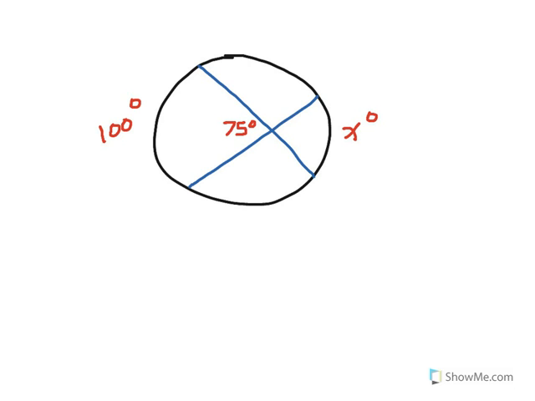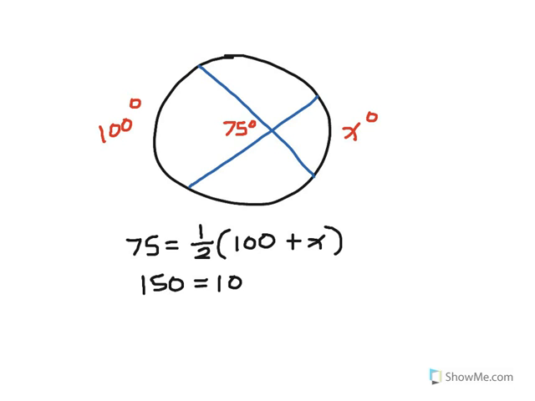Okay, in the next example, I have two chords intersecting inside of a circle. I have an angle that's a 75-degree angle formed at that intersection, and I know that that 75 degrees should be equal to half the sum of the intersected arcs, one of which is x that I have to solve for. So 75 is half of the 100-degree arc plus the arc that measures x degrees. So multiplying both sides by 2, I get 150 is 100 plus x. So x is 50 degrees.